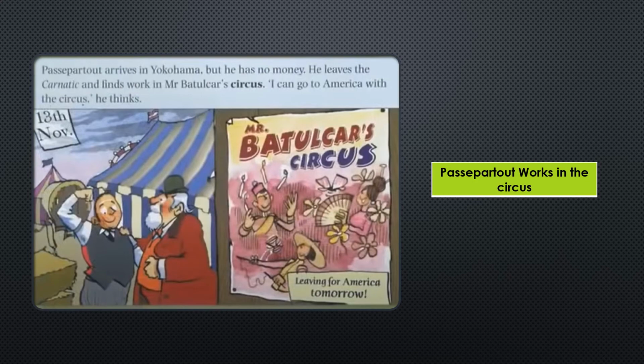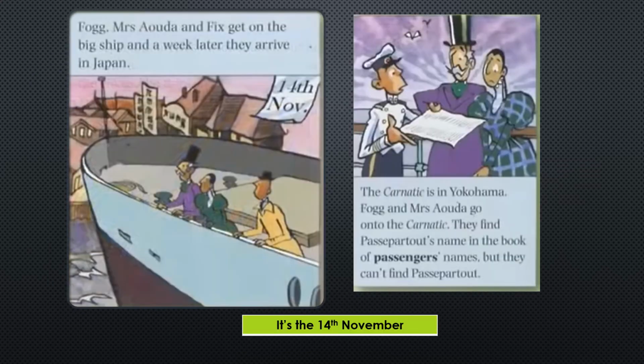Passepartout arrives in Yokohama, but he has no money. He leaves the Carnatic to find some work, and he finds some work in a circus. "I can go to America with the circus," he thinks, because the circus was leaving tomorrow, which means the next day, and at present the date is November the 13th.